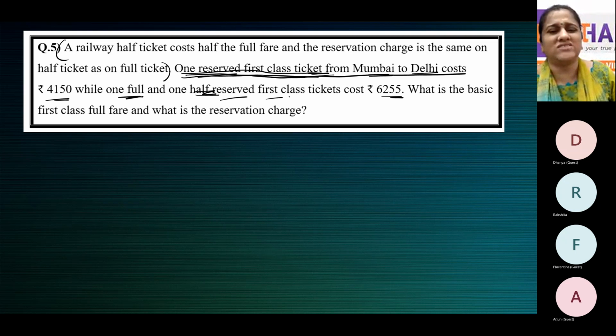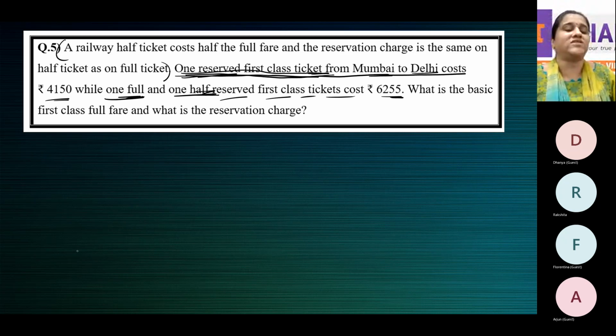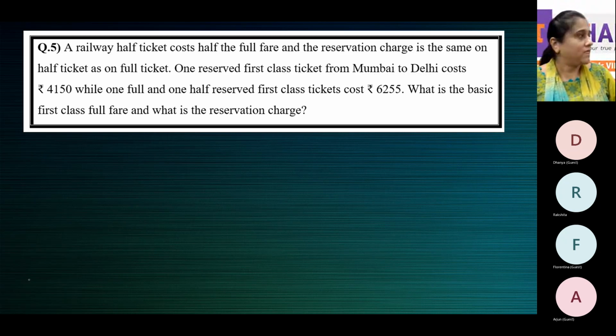Leave all these reserved first class tickets. This is one full and one half, one full ticket, one half ticket. In the first case, it's one full ticket. That's all you want. In the second case, one full and one half. That's all. What is a basic first class full fare, and what is the reservation charge?